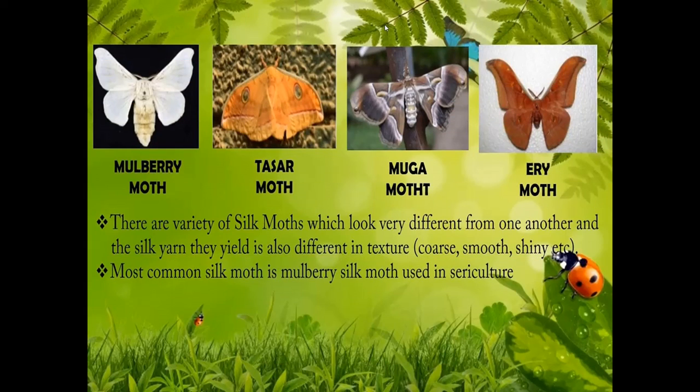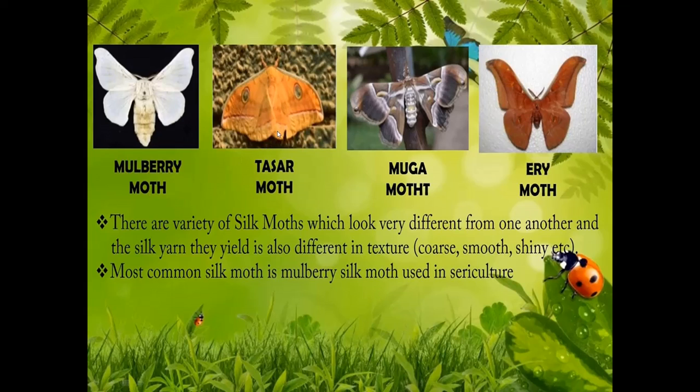Dear students, there is a variety of silk moths which look very different from one another, and the silk yarn they yield is also different in texture, coarseness, smoothness and shiny nature. The most common silk moth is the mulberry moth, which is commonly used in sericulture. Look at this given image. This is the mulberry moth, beautiful mulberry moth.